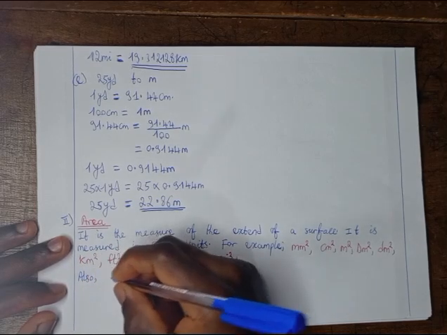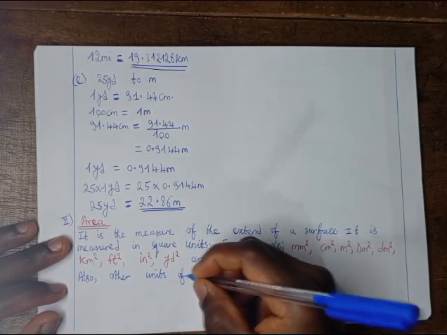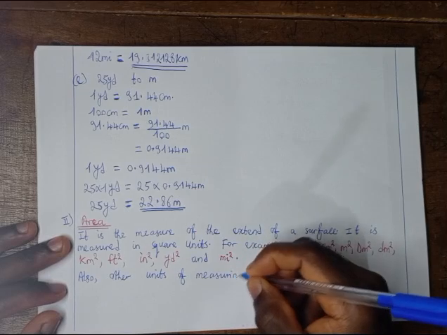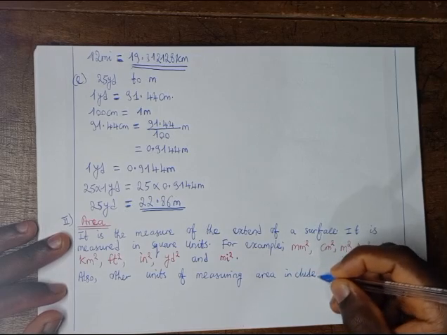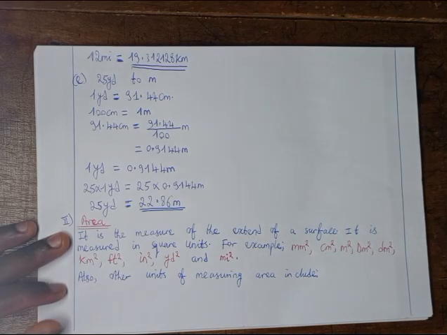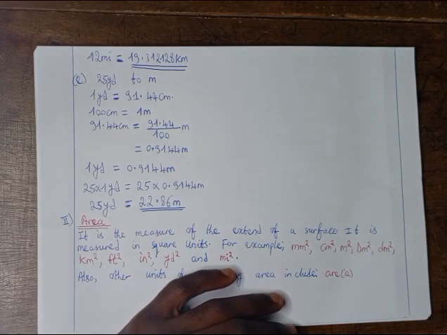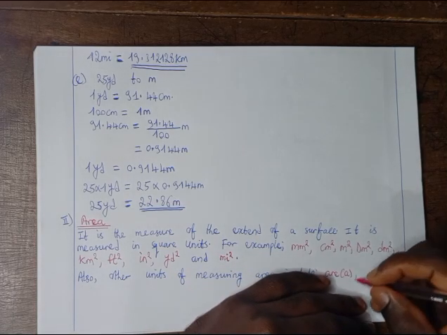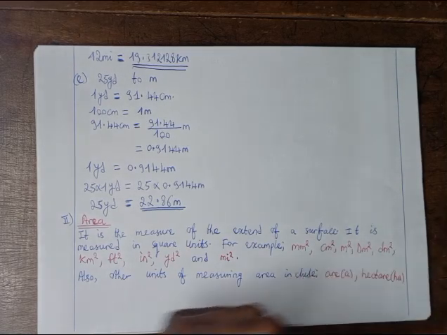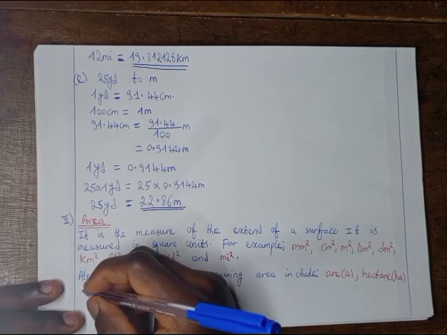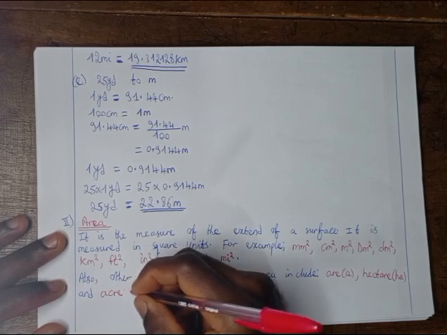Also, other units of measuring area include are, denoted as A. We also have hectare, denoted as HA, and we also have the solar unit acre, which is denoted as AC.